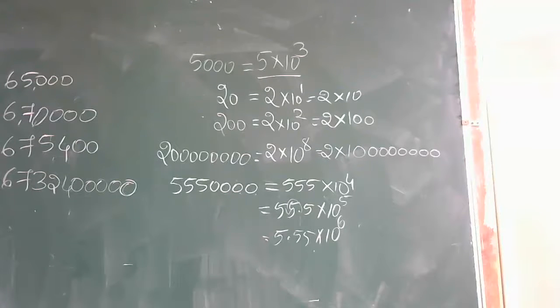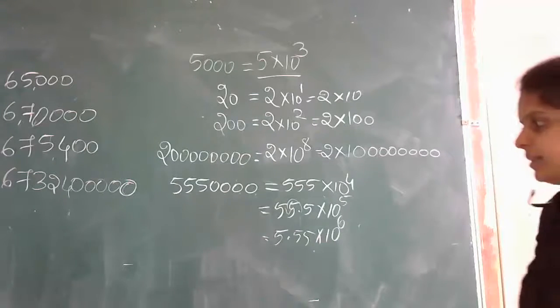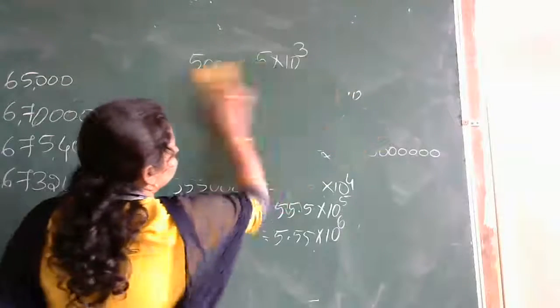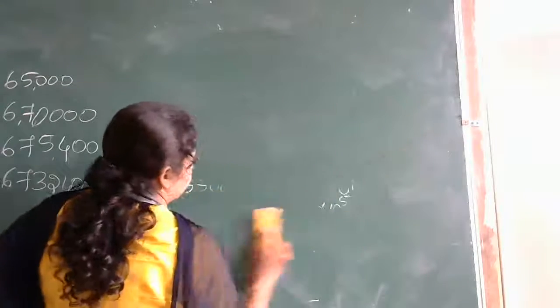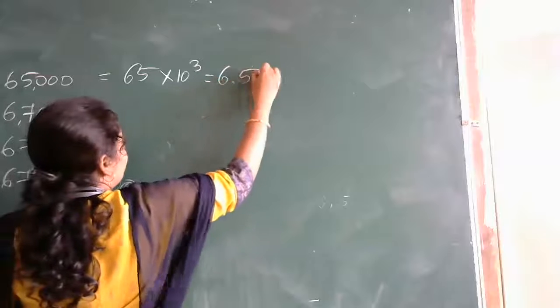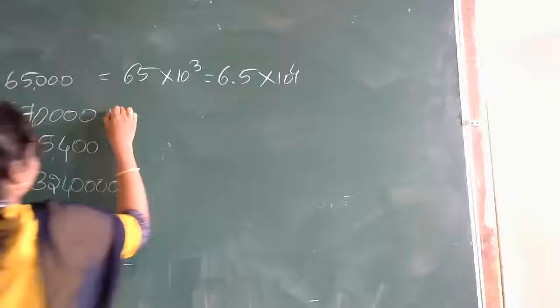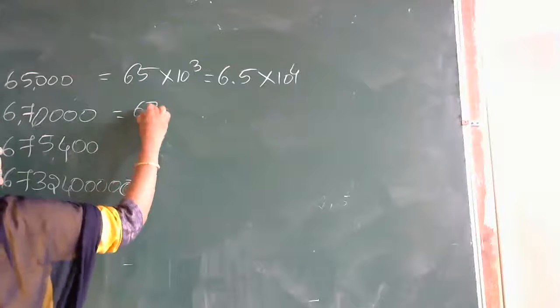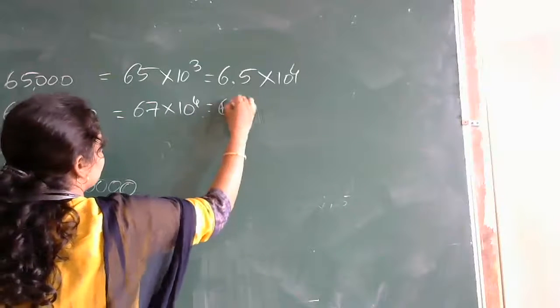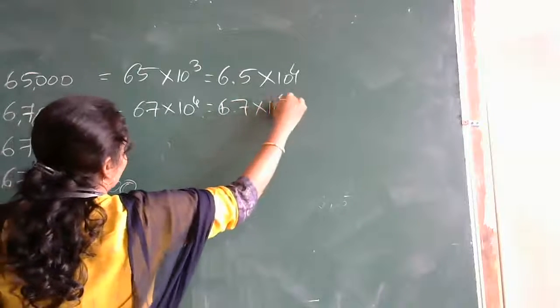Okay, see. Here we can write the answers. Let us write the answer. So here it is 65 into 10 raised to 3, or else you can also write it as 6.5 into 10 raised to 4. Next you can write it as 67 into 10 raised to 4, or you can also write it as 66.7 into 10 raised to 5.